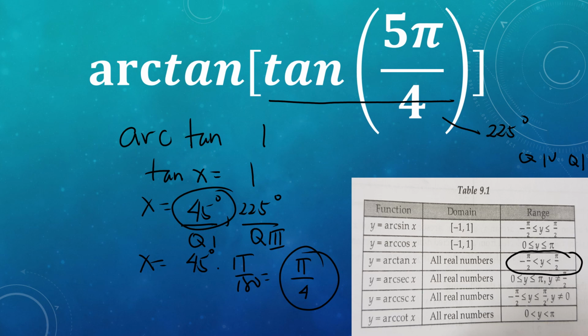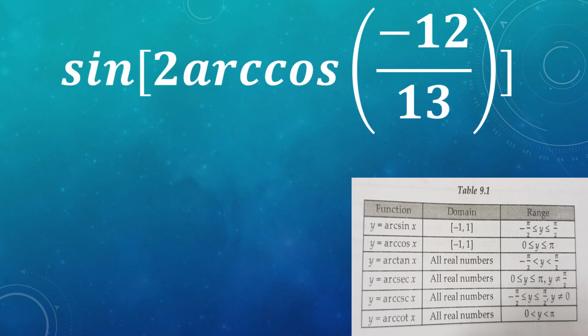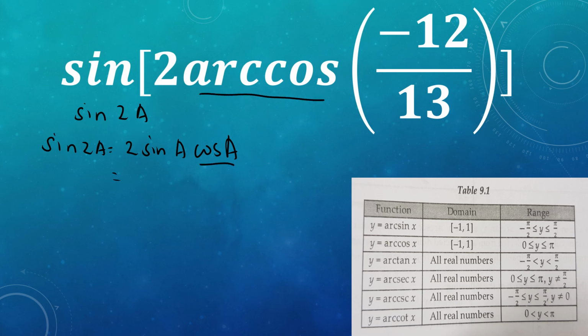Let's try another example. Sine 2 arccos negative 12 over 13. So it's just simply the double angle formula, sine 2a. So let's write first the formula for sine 2a. Sine 2a is equal to 2 sine a cos a. For this one, we already have the value for cos a. Cos a is equal to negative 12 over 13. So we can bring down 2 and then substitute cos a, which is equal to negative 12 over 13.